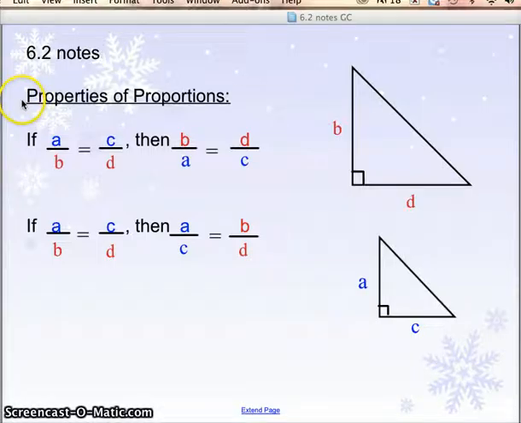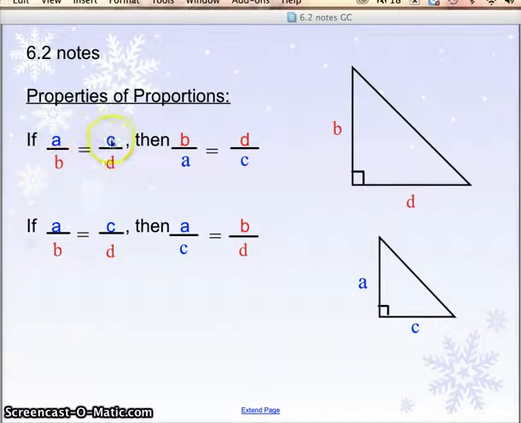So the first two things I have here are some properties that you can use whenever you're dealing with a proportion. And again, a proportion is when you have a fraction equal to a fraction. And so there are different ways you can set them up. One person might set it up one way, another person might set it up another way, and it's good to know that those two ways are equivalent. They're the same. You'd get the same result.